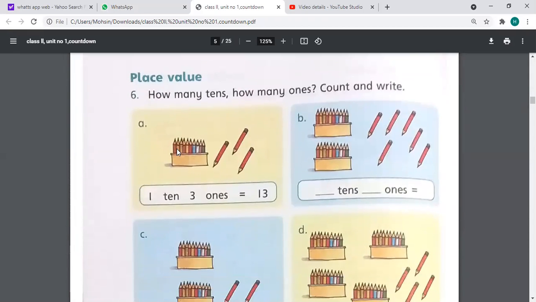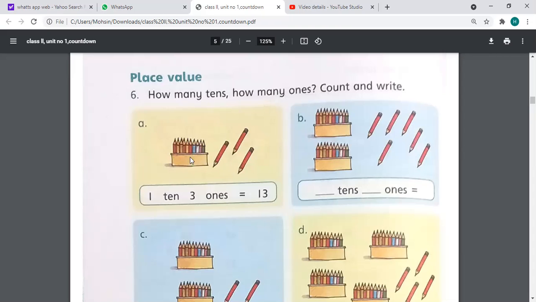Now come to page number 4. On page number 4, what we have to do is place value. We know the place values. We read these things in the last class, in class 1. Now, question number 6: how many tens, how many ones, count and write. You can see in the A part, how many tens and ones are there?